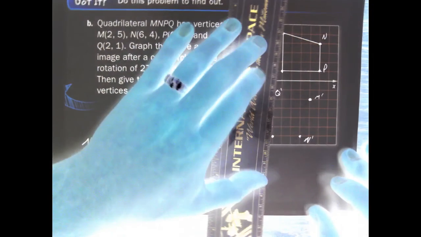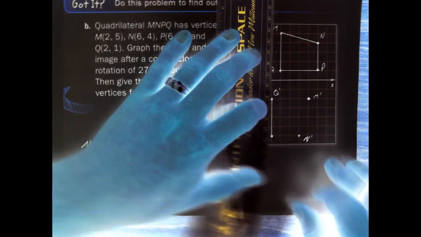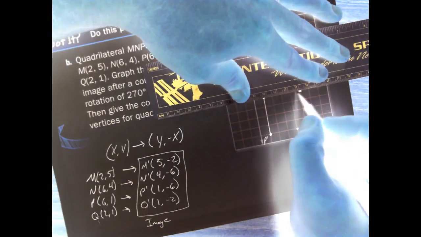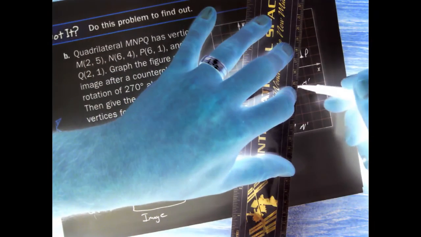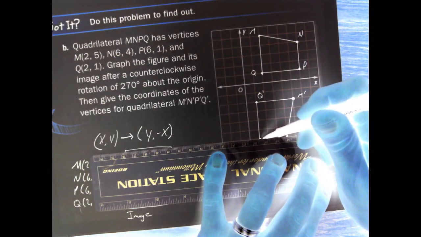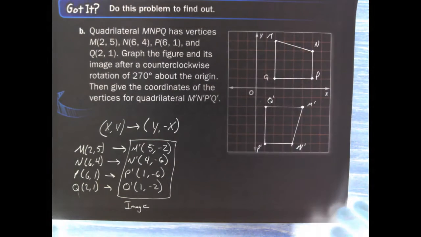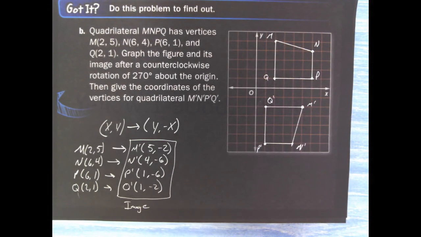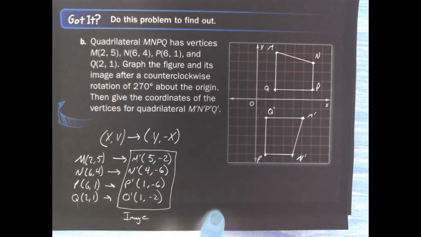So this is my rotated figure after a 270-degree counterclockwise rotation, which of course we now realize is the same as a 90-degree clockwise rotation. If you're having trouble understanding that, please come and see me. I can put you through some stuff and help explain it to you a little bit better in person. So that should be your answer for part B. There you have it. That's the work I expect.